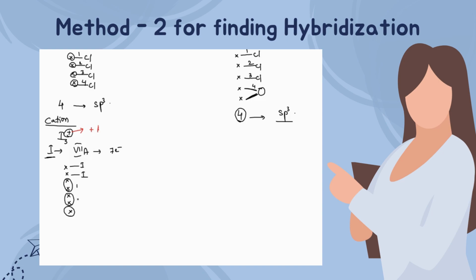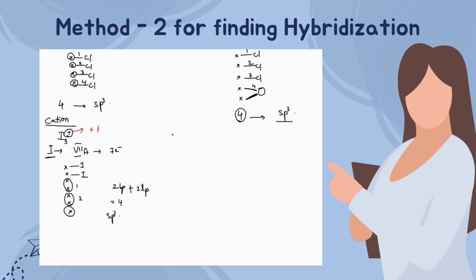So out of 7 electrons, 6 electrons we have to consider because there is a single positive charge, and 2 are bonded with iodines. The remaining 4, take them as pairs and consider them as lone pairs. That means there are 2 bond pairs and 2 lone pairs. Together the value is 4. So the central atom's hybridization is sp3. This way we can calculate the hybridization for cations as well.